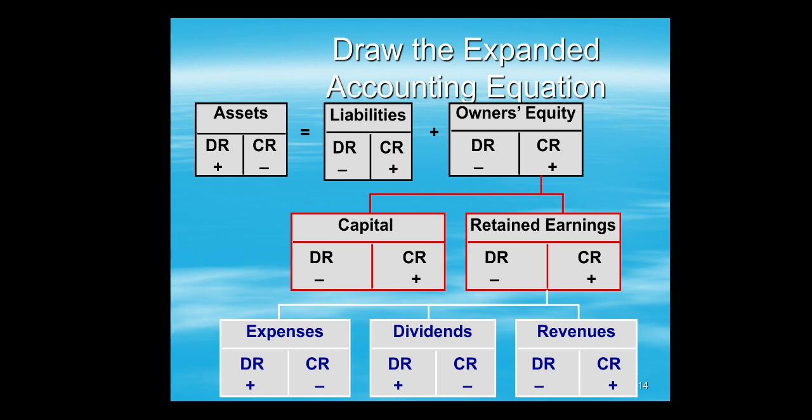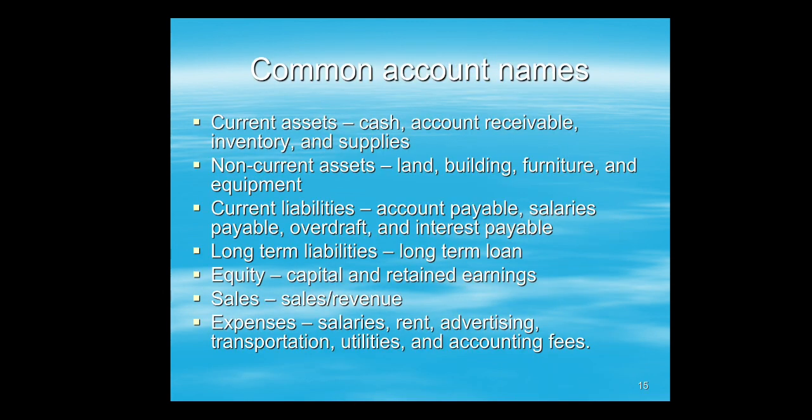Capital increase, you credit. Revenue increase, you credit. But expenses increase, you debit, and drawings increase, you also debit. Okay, that is the first thing that you have to know when you want to record a transaction in the general journal.